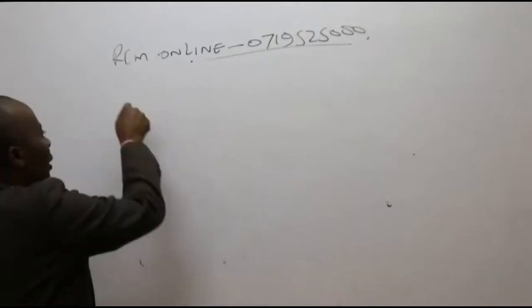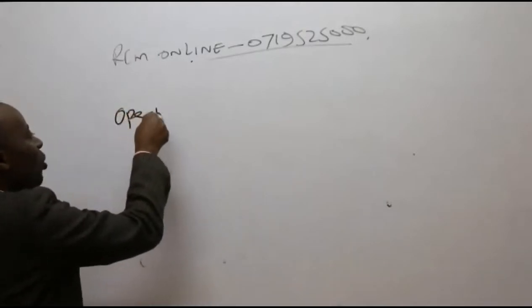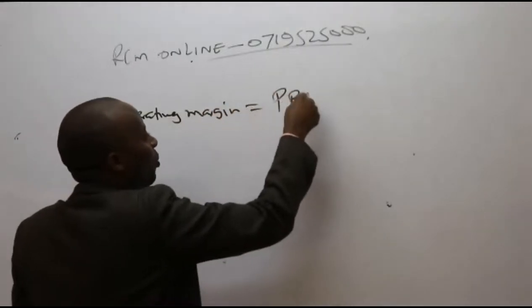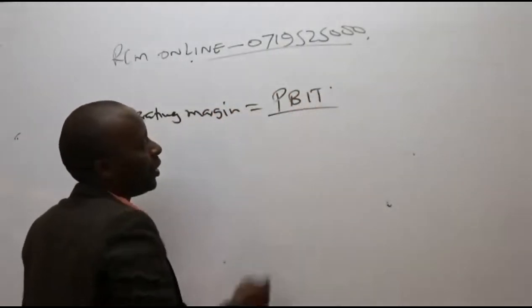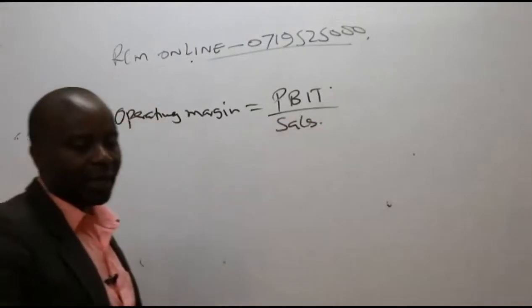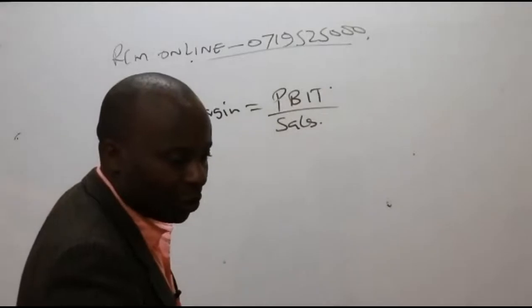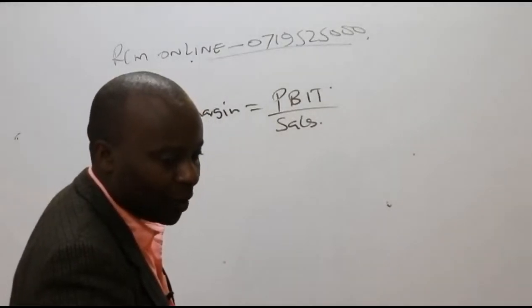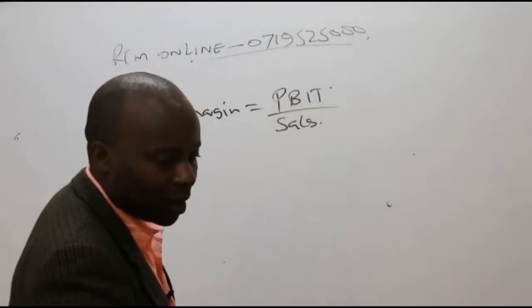For me to get operating margin, I will take the operating profit, which is profit before interest and tax. Divide this by what here? By sales. So operating margin is operating profit over sales. The word margin means that we've got sales in the denominator.